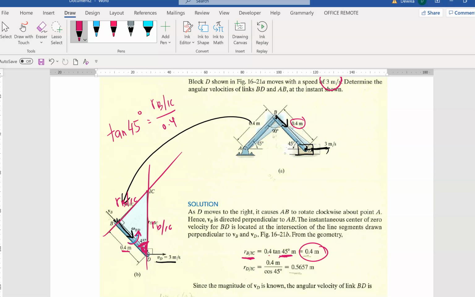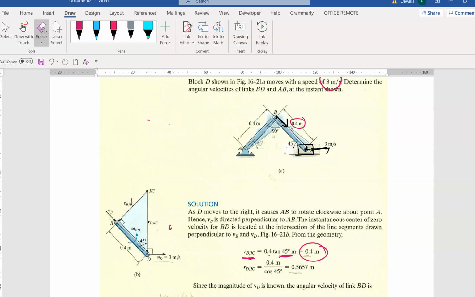Now, how to find your RDIC? Let me just erase all this. Can you see? So now, how to find the RDIC? This part here. You have the 0.4. And you know that this would be cos. RDIC cos 45 is actually 0.4. So you rearrange, you get the distance for the RDIC. So you now have both the distances, the lengths.